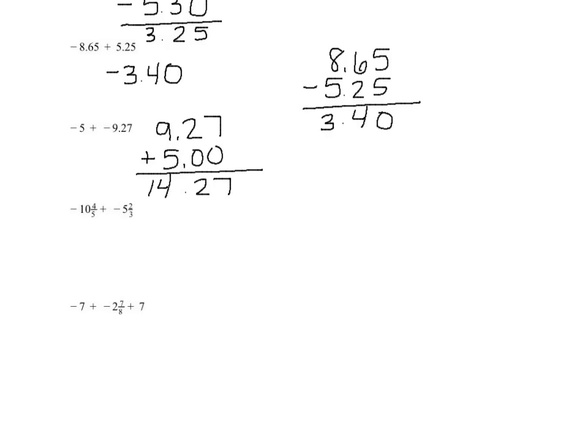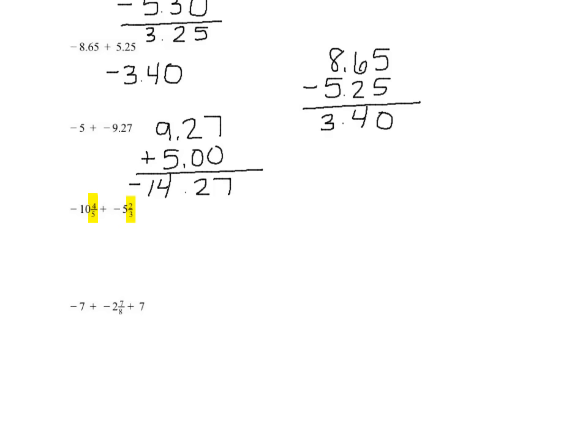9 plus 5 is 14. Because they both have a negative, my final answer is negative. So negative 14.27. All right, the next one also, they are both negative, so we can add like normal. But in this one, we have fractions. And in order to add fractions, you have to have common denominators. So we need to change these first before we can move on.